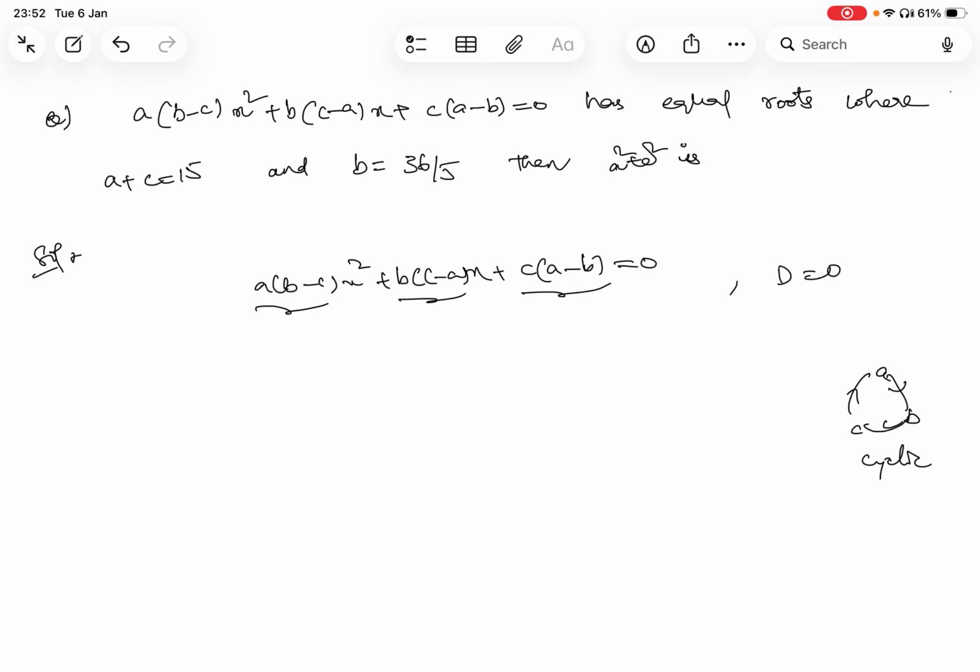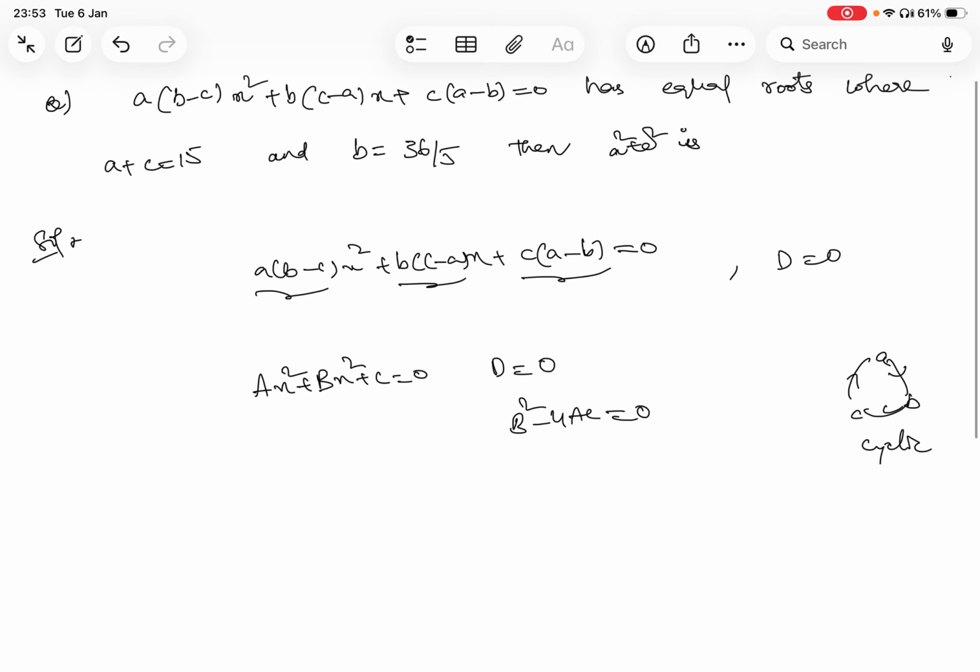Now, if you try to find the discriminant, let this be a quadratic equation. If it has equal roots, then b square minus 4ac is 0, right? If you try to solve in this method, it will get very complicated, and it will take a lot of time to solve this question. So now let's try another way.